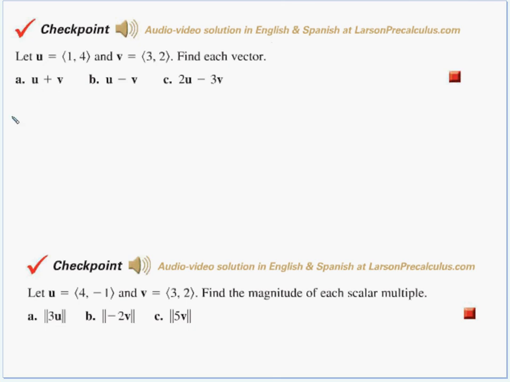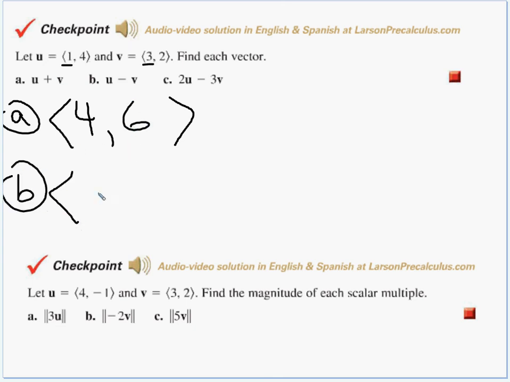Okay, A, u plus v. So we're going to add. For the u part, or the first part here, it's going to be 1 plus 3, that's 4. For the v component, 4 plus 2 is 6. For part B, subtract. We're going to subtract them now in this order. 1 minus 3 is negative 2. 4 minus 2 is 2.